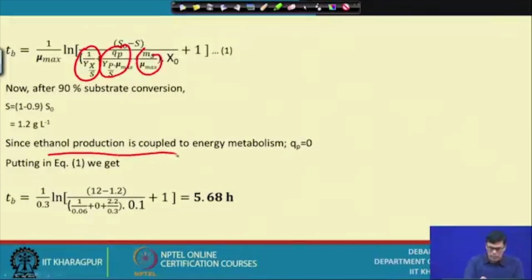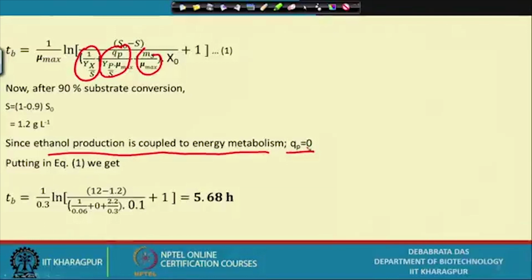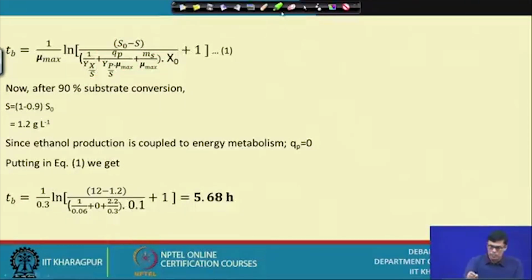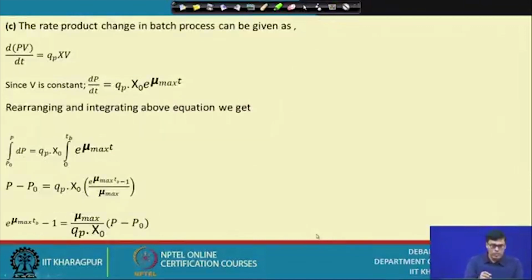Since ethanol produced is coupled with the energy metabolism, we considered QP equal to 0. And in that case, the Tp will be equal to 5.68 hours. Now, the rate of product formation can be written as dPV by dt equal to Qp into x into V.